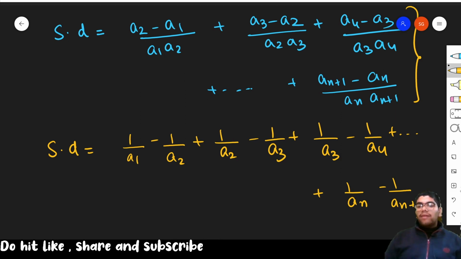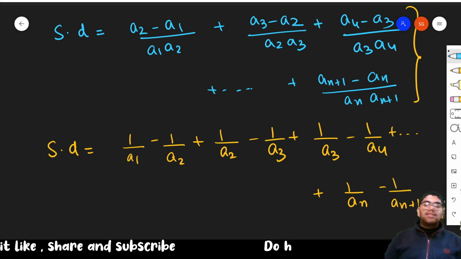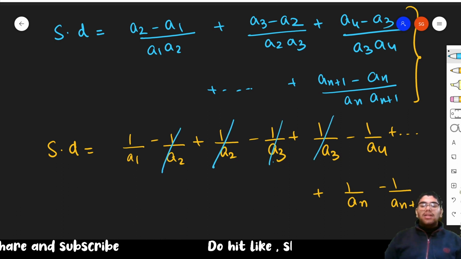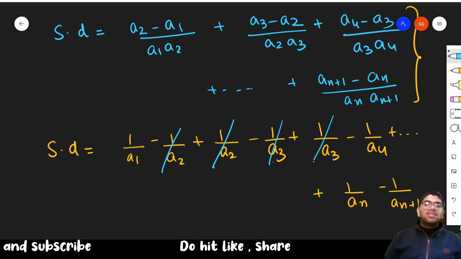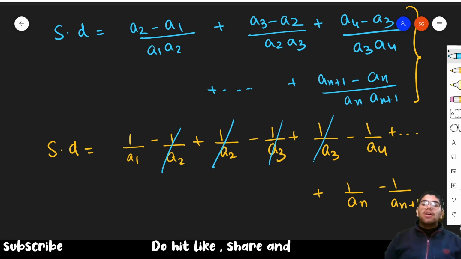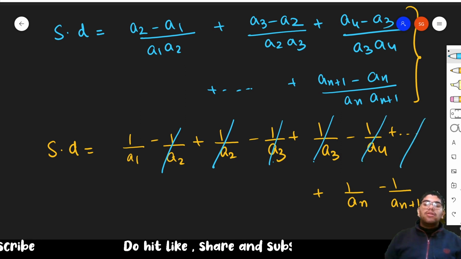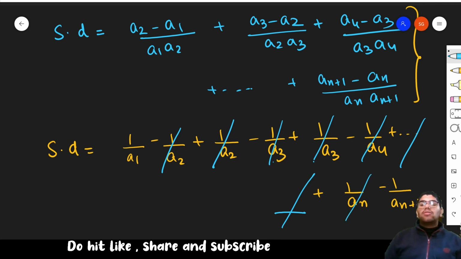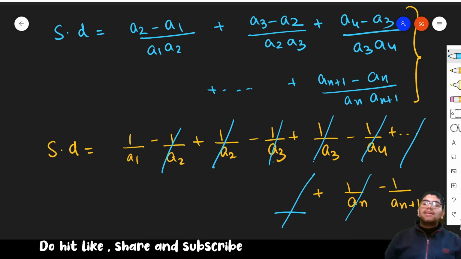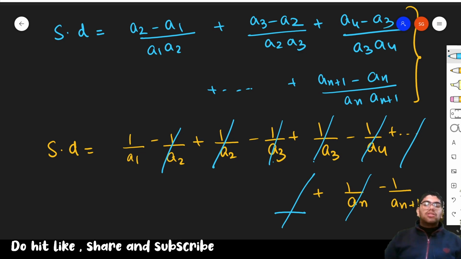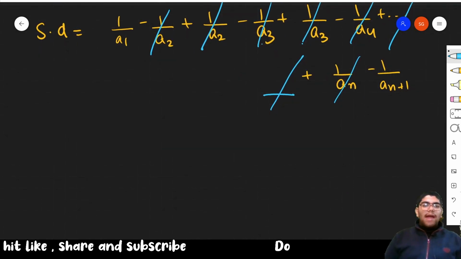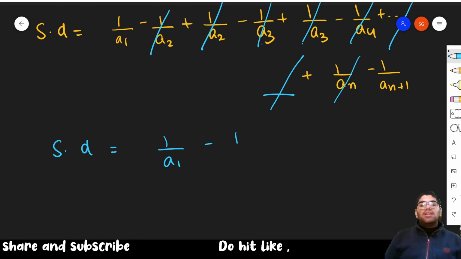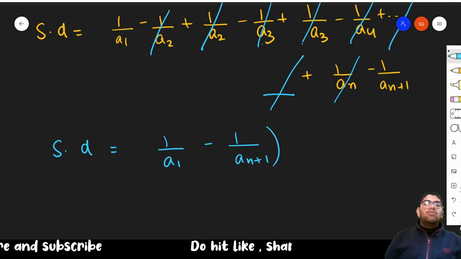Okay, now I have to identify which terms are actually getting cancelled out. So a2 is cancelled out with this term, so the negative expression is cancelled out by the next positive expression. So this thing will continue, and the negative expression over here, minus 1 upon n, will be cancelled out by this positive expression, and this negative expression is not getting cancelled out, so this will remain in my answer, and hence I'll get s times my d is equal to 1 upon a1 minus 1 upon an plus 1.